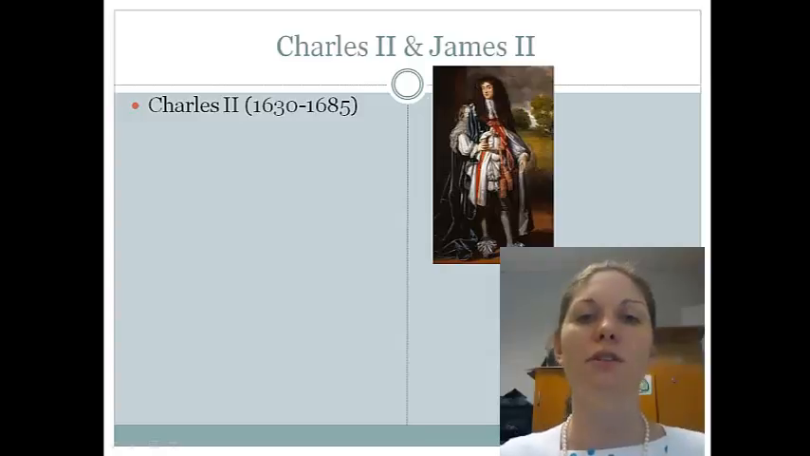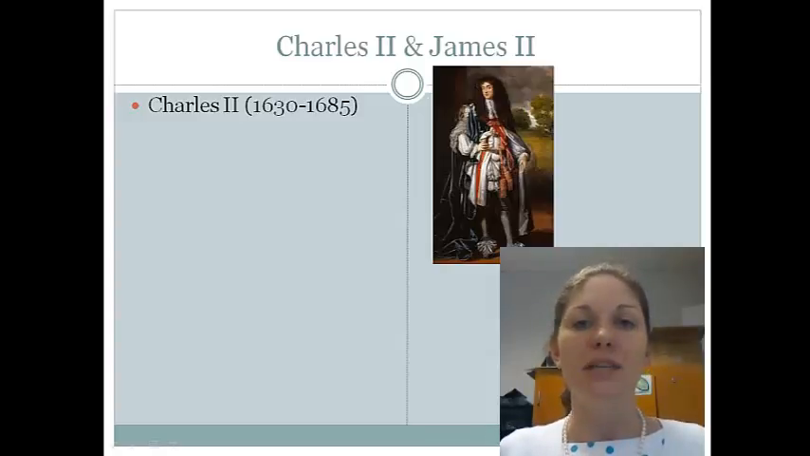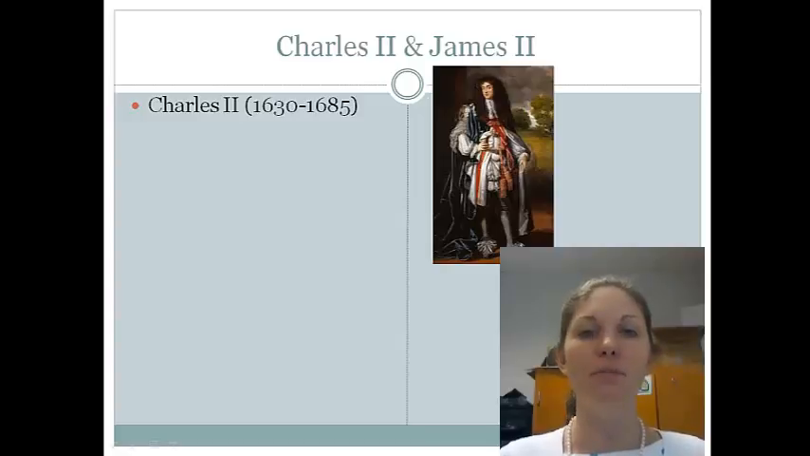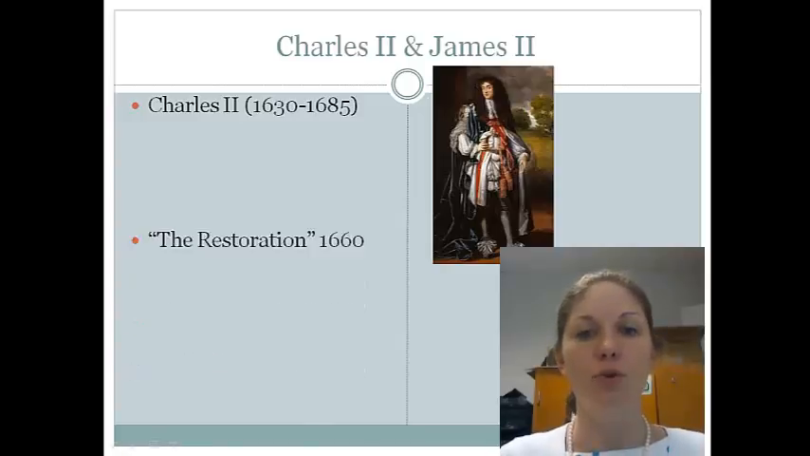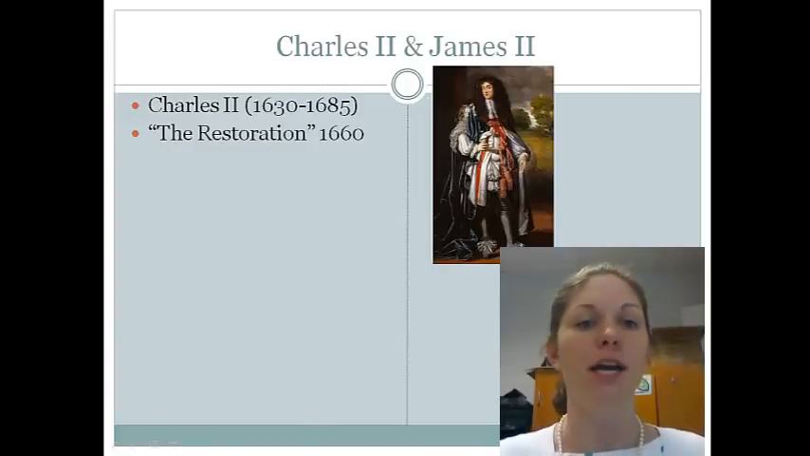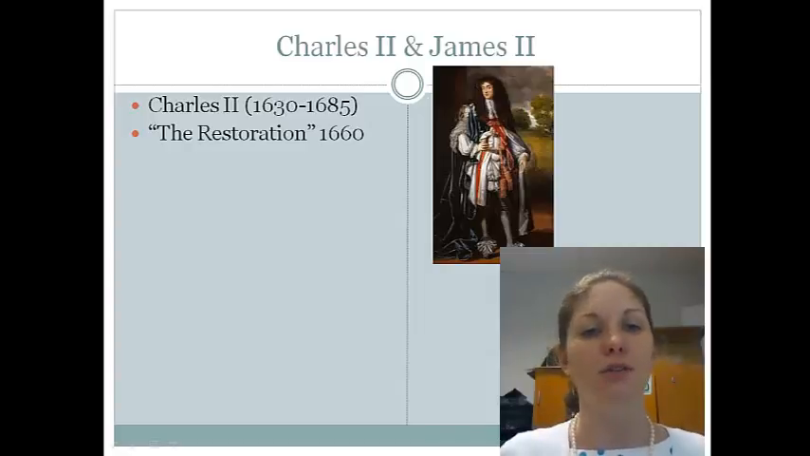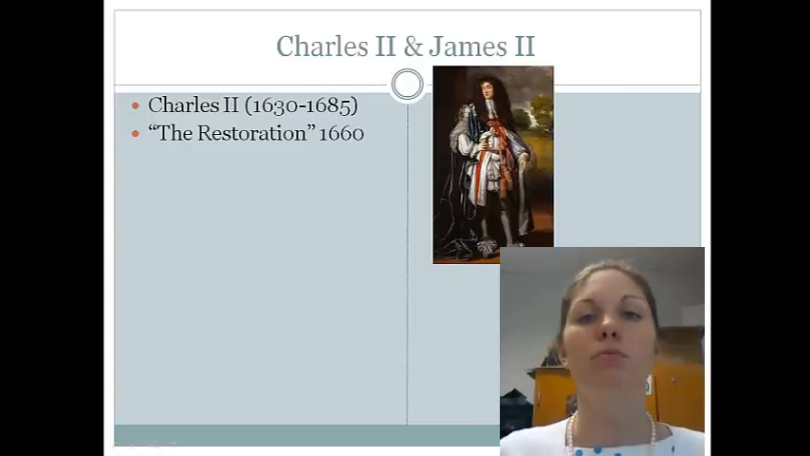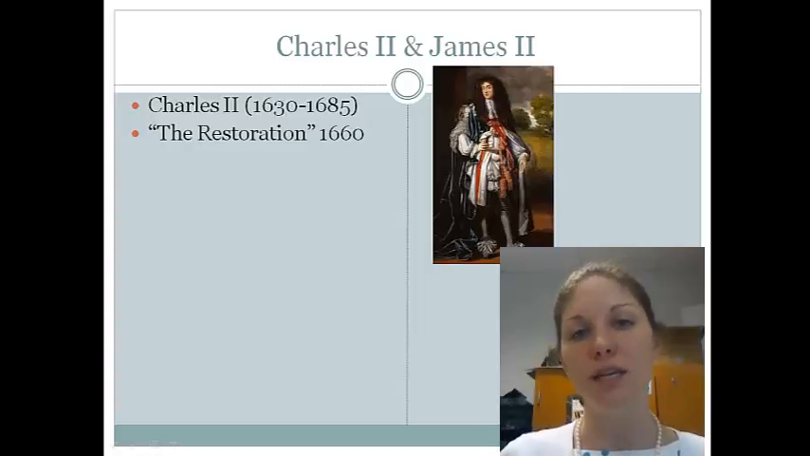They bring Charles II back to rule England. So he was a descendant from Charles I, one of his sons, and they bring him back in to rule England again as a monarch. This is called the Restoration. So the Restoration of 1660 is just when Charles II is brought back and the monarchy is reinstituted in England. That's the Restoration.